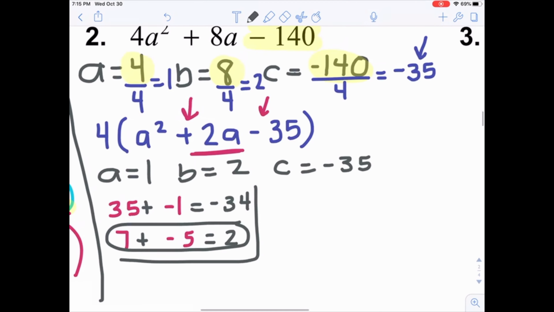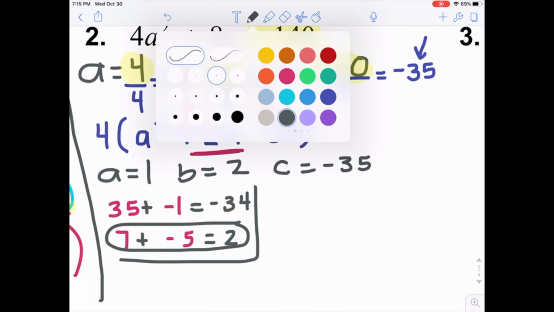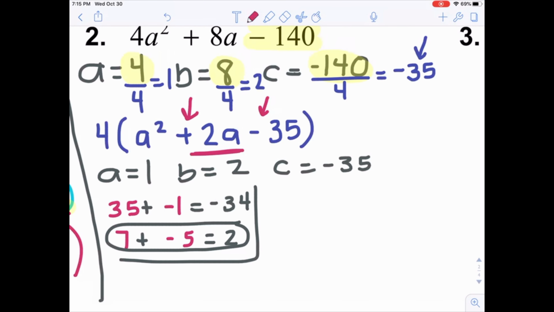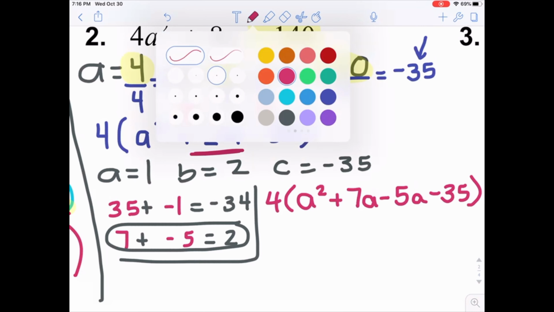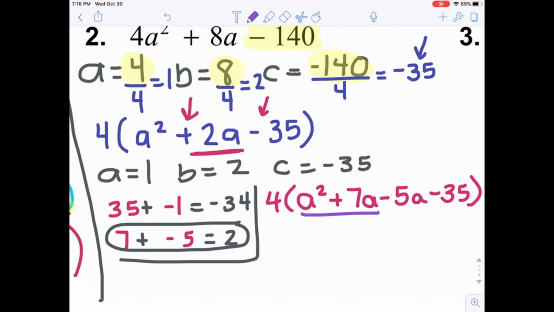So, I have my 4 still on the outside. It just kind of hangs out. We don't have to do anything special with it. So I have a squared plus 7a minus 5a minus 35. Now, we go back to what we were doing. Let's factor. And again, this 4 just stays there.